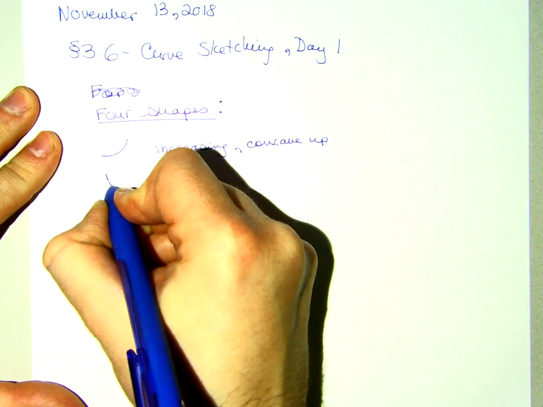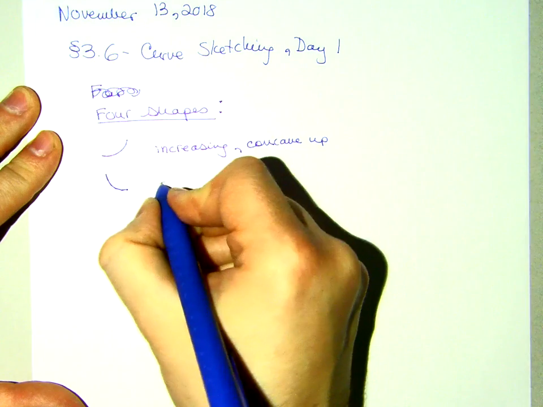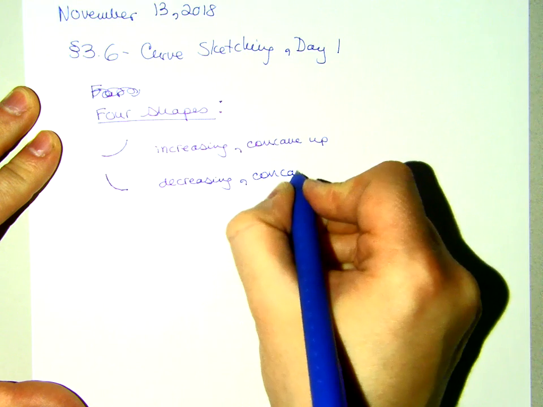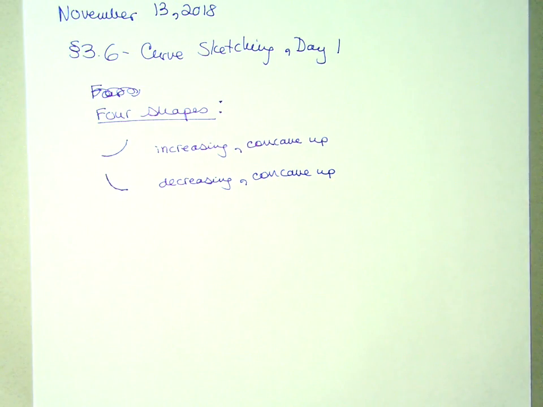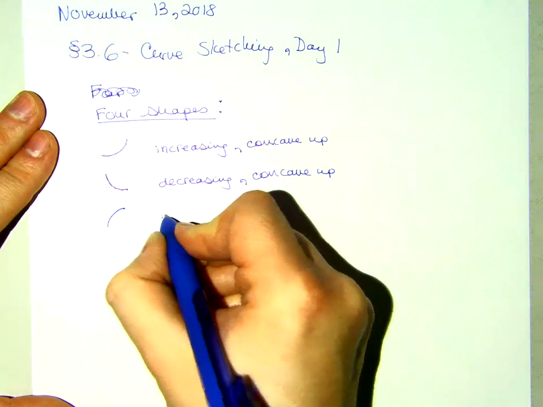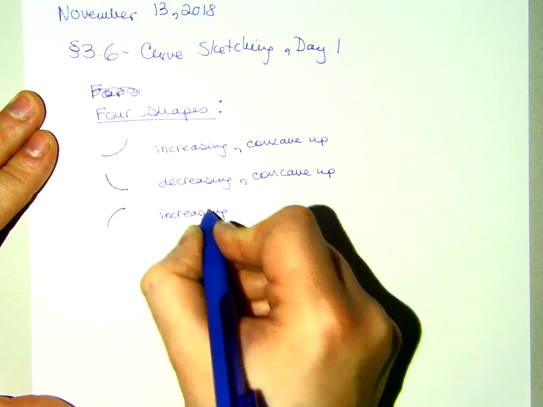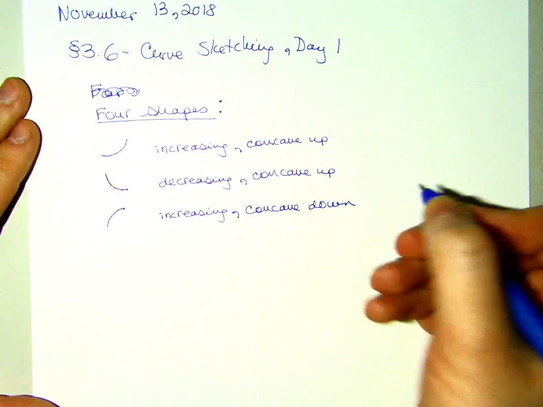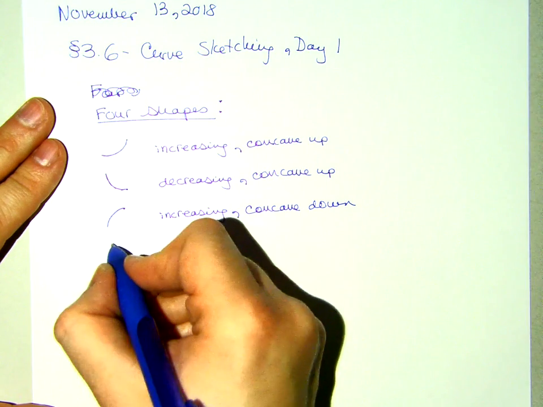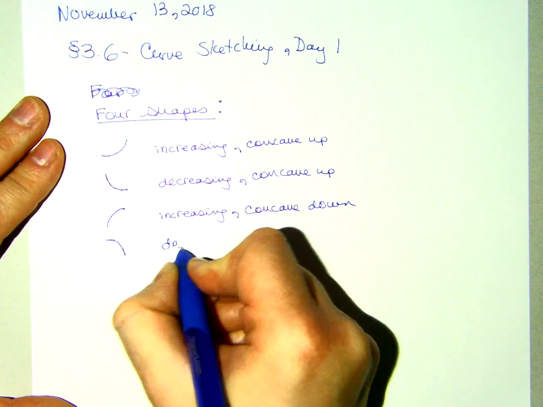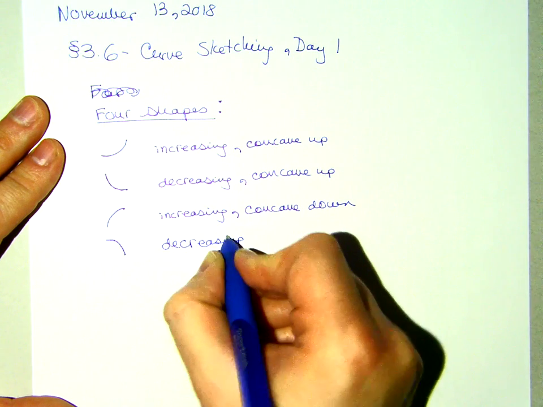The second shape is something like this. That is decreasing and concave up. The third shape could be something like this. That is increasing but concave down. And the fourth is something like this. That is decreasing and concave down.